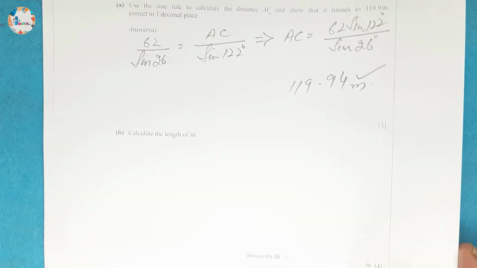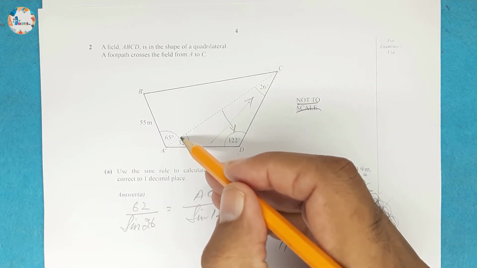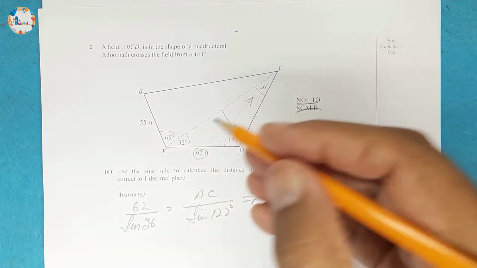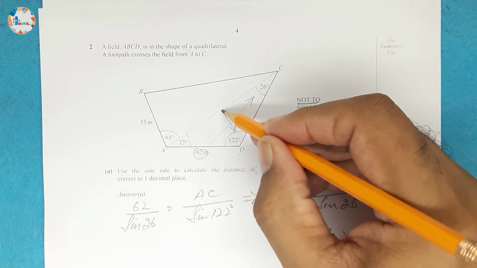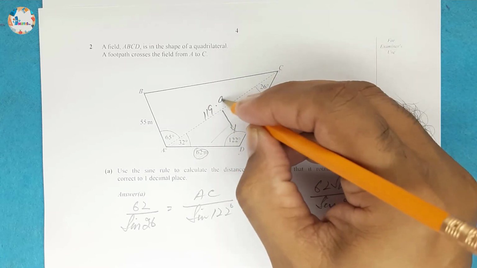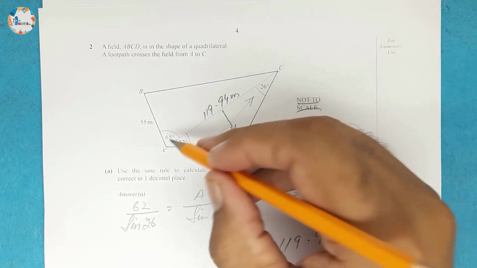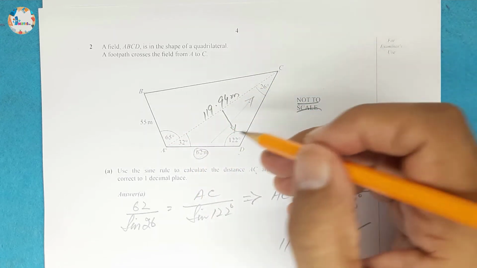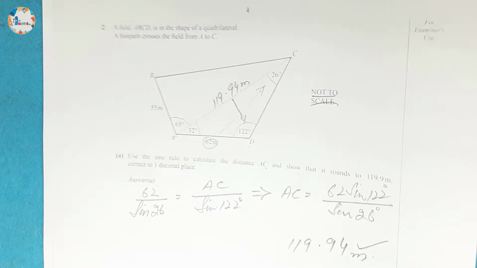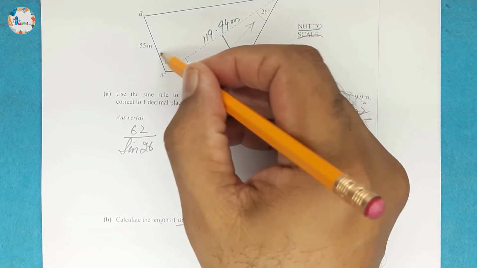Calculate the length of BC. This is our B part. BC is this side. BC we have to find. Now we have this side, basically this side which we have calculated, which is 119.94 meters. Now we have this side, and this angle also we have. We can find BC.